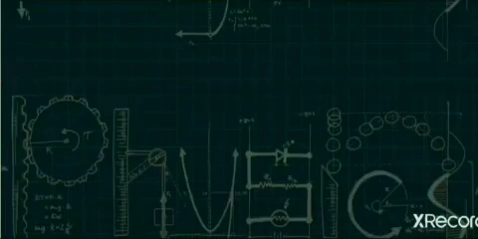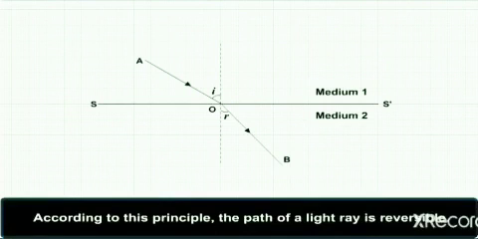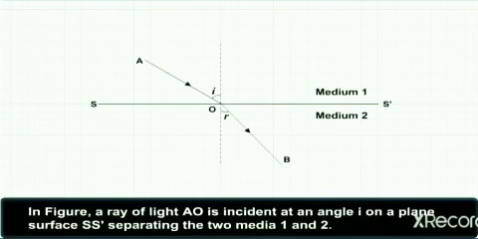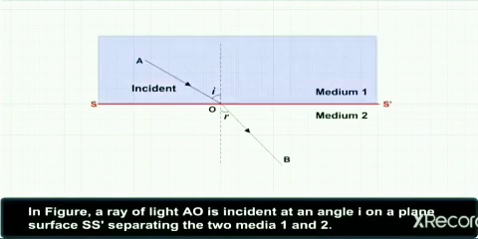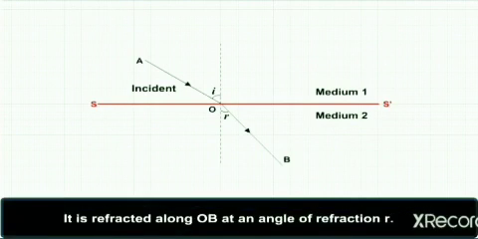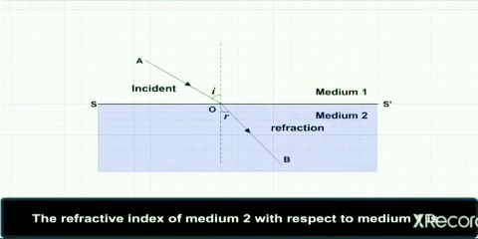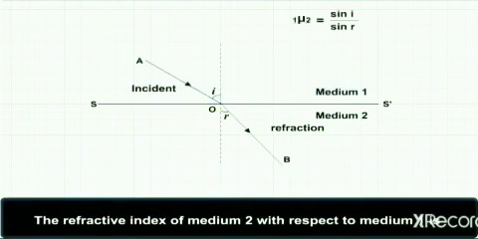Principle of reversibility of the path of light. According to this principle, the path of a light ray is reversible. In the figure, a ray of light AO is incident at an angle i on a plane surface S' separating the two media 1 and 2. It is refracted along OB at an angle of refraction r. The refractive index of medium 2 with respect to medium 1 is equal to sine i upon sine r.